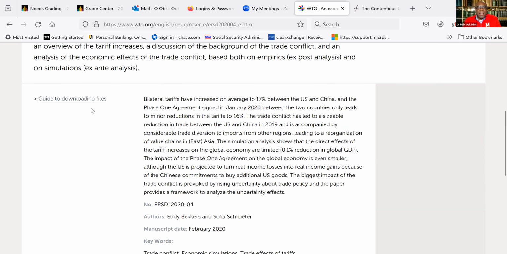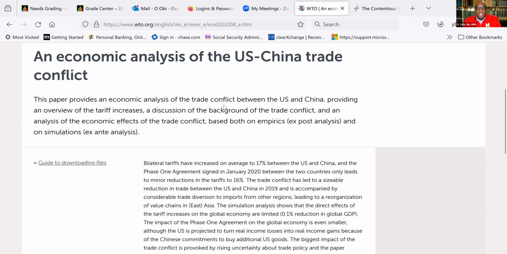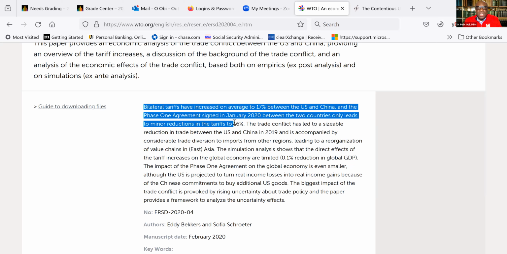So again, looking at the highlight, this paper provides an economic analysis of the trade conflict between the US and China, providing an overview of the tariff increases. Remember, Biden placing a tariff, and China, of course, keeping the tariffs that came from the Trump era. So I would say bilateral tariffs have increased on average 17% between US and China. And the phase one agreement signed in January 2020 between the two countries only leads to minor reductions in the tariff to 16%. The trade conflict has led to sizable reductions in trade between US and China in 2019. So I will stop right here for my second paper.